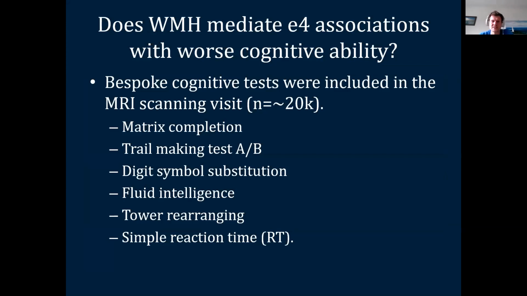Again, you can go and find that one a year or 2 ago now. Subsequent to that, we said, okay, we have all these new cognitive tests that were completed at the MRI visit that are much more in line with what people have been using for studies of cognitive ability for a long time. So matrix completion, trail making test, digit symbol. The fluid intelligence test is one of the tests that UK Biobank did at baseline, as is a simple reaction time. And then you get tower rearranging, which is kind of similar to Towers of Hanoi, Towers of London, that kind of thing. So these are much more traditional cognitive tests.